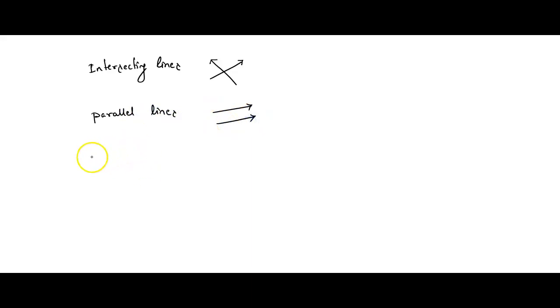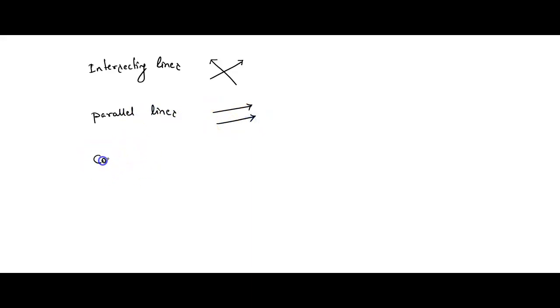See children, here we have different types of lines. The first type is intersecting lines. How will intersecting lines be? Both lines will be crossing each other. These types of lines are called intersecting lines. The second type is parallel lines. If the lines are moving parallel to each other, they are called parallel lines.